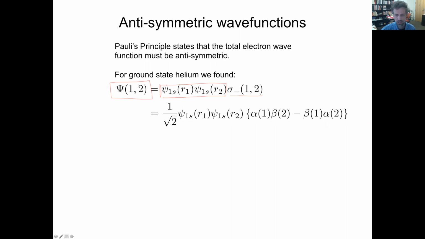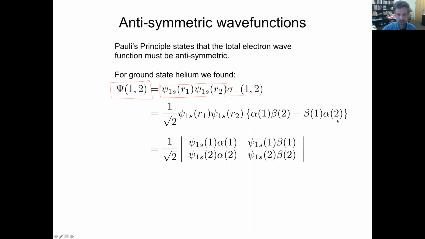Nothing has changed yet. This is the same thing. The new thing is that I'm going to write this in a slightly different way, namely in this way, okay? So what is this all about? Well, this is called a determinant, and I'm sure you are familiar with what a determinant is.